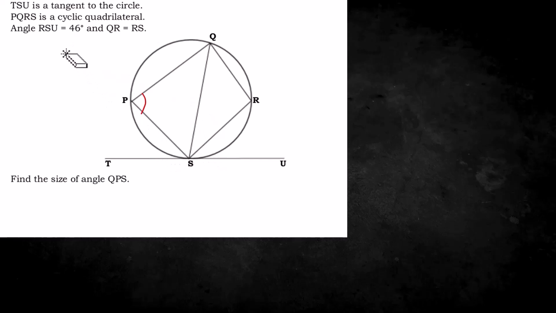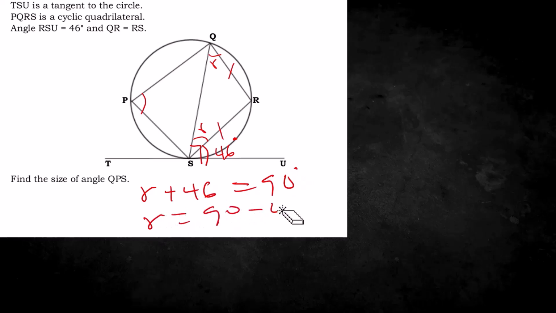All right, so angle RSU, this side. Okay, this side is 46. This side is 46. Okay, and if this side is 46, the question says QR is equal to RX. Okay, so it means this angle is the same as this angle. Let's call it R. But because this one is a tangent, everything here will be 90. So R plus 46 will give me 90 degrees. Therefore, R is 90 minus 46.